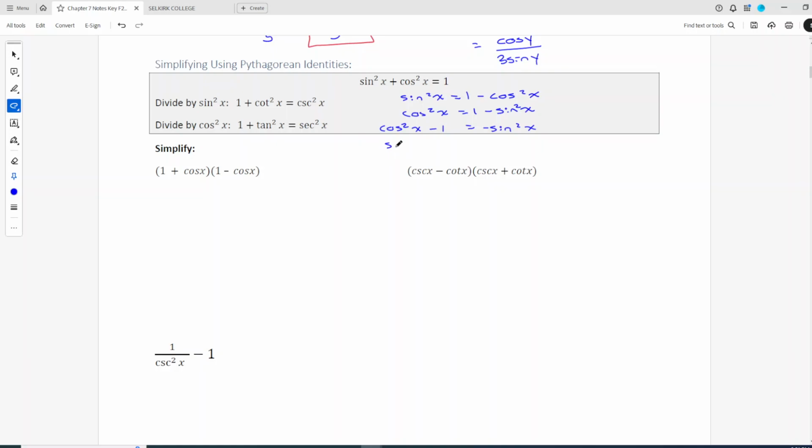By that same token, you could say that sine squared x minus 1 is equal to negative cos squared x. So you can do lots of different iterations of these basic Pythagorean identities. Let's see how we can use them.